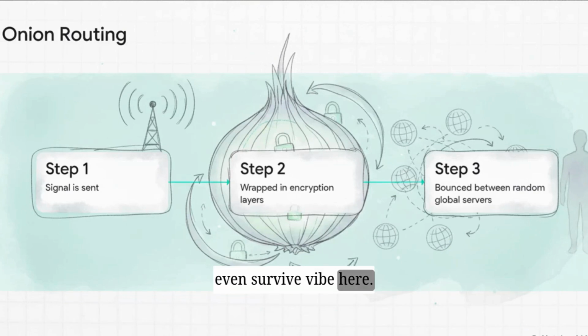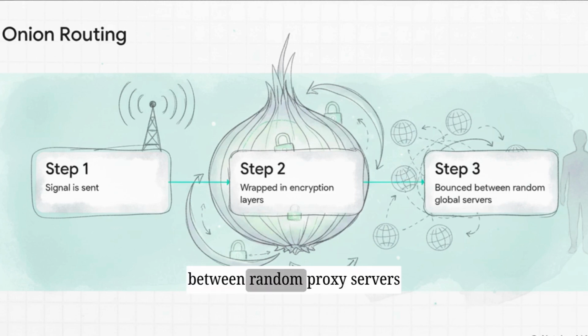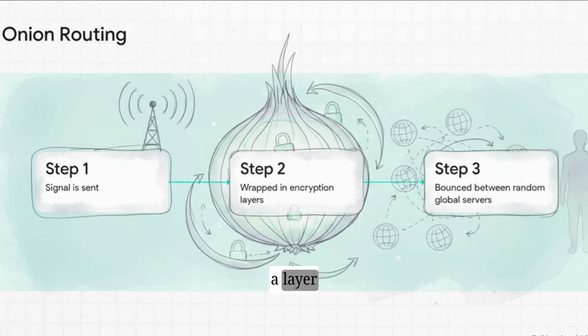To even survive here, you need specialized software, like the Tor browser, and the science behind it is fascinating. It's called onion routing. Basically, your data is wrapped in thick layers of encryption, and then bounced between random proxy servers all across the globe. With every single bounce, a layer is peeled away.